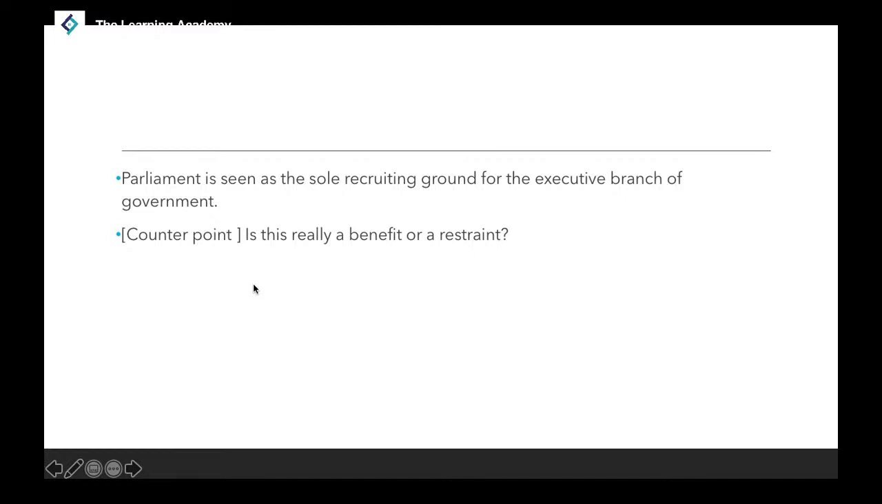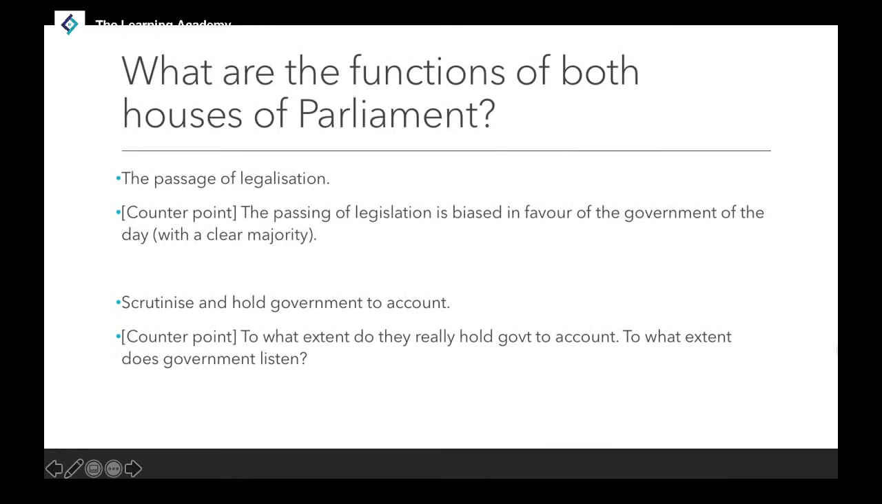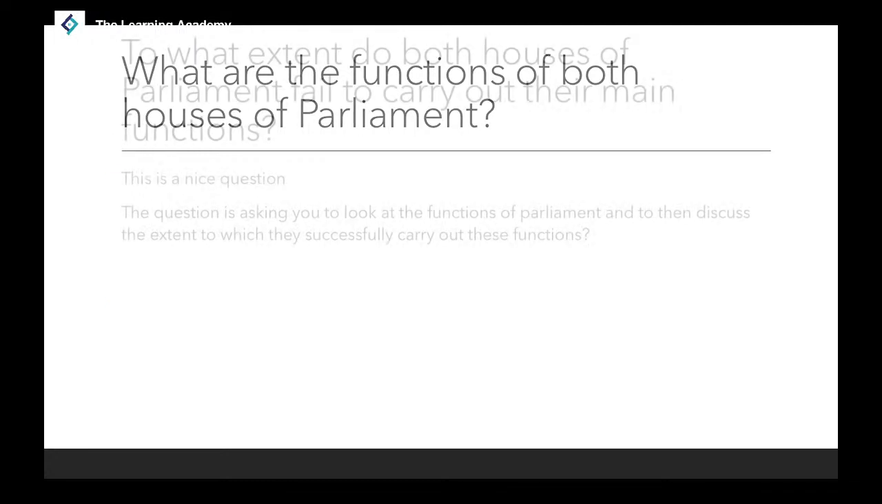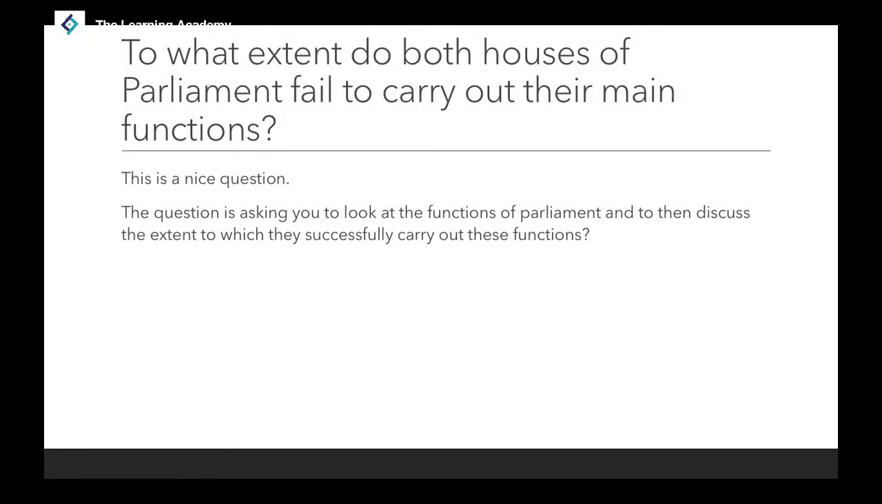Okay, so these are some interesting points we can look at. If we're going to structure this essay in a way that is favourable, I think it would be very difficult to argue that Parliament completely fails in the carrying out of its main functions. It'd be difficult to argue that Parliament will fail to carry out its functions entirely, because there are obviously back and forths on either side when we're looking at this question.